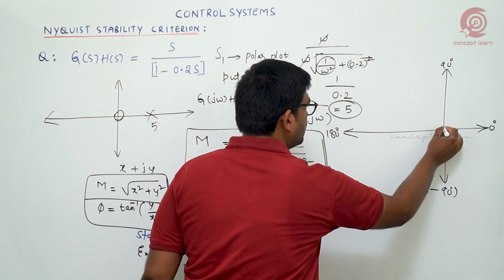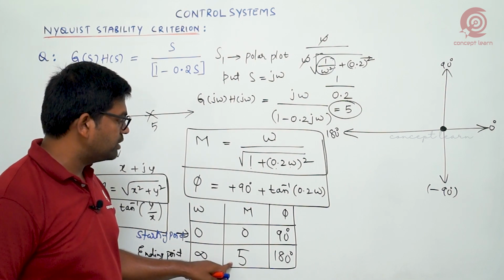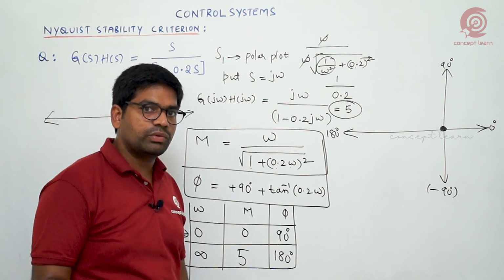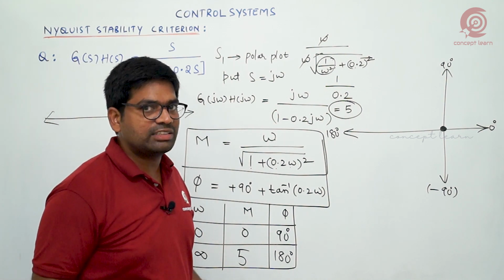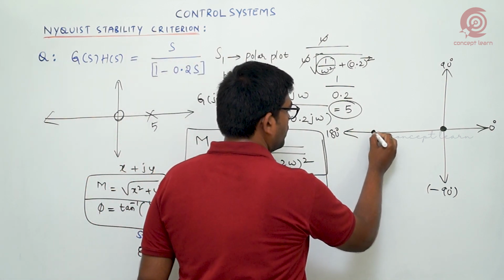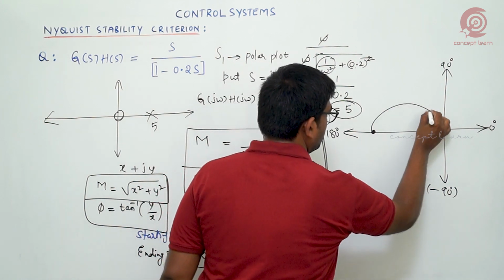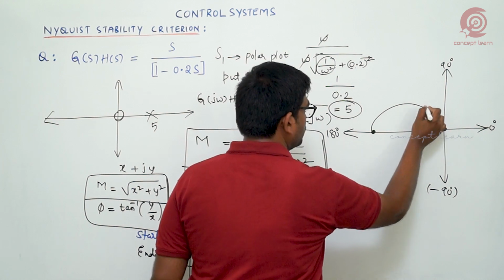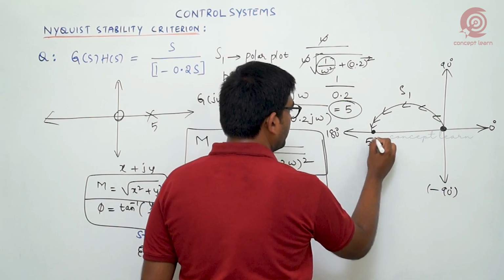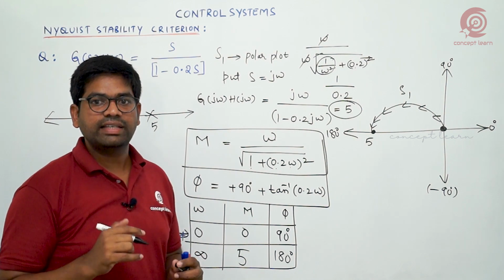Phase angle is how much here? 90 degrees. Now the ending point: magnitude is how much? 5. Phase angle is how much? 180. 5 at an angle of 180 is nothing but minus 5 only. It is located on the negative real axis. So here it is located. So 5 at an angle of 180 means minus 5. This is S1. 5 at an angle of 180, nothing but minus 5 only. S1 we got.